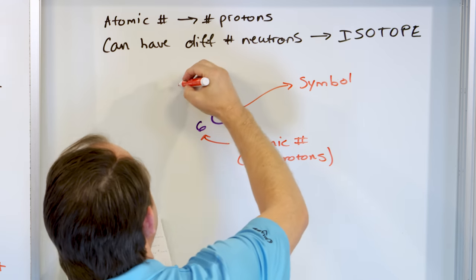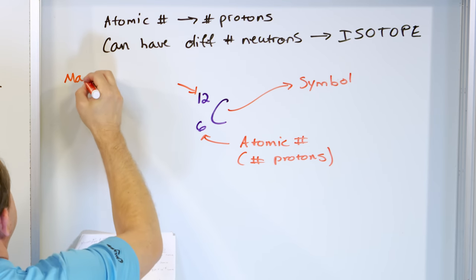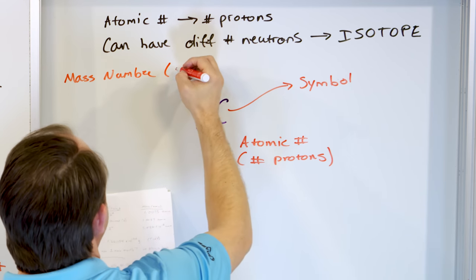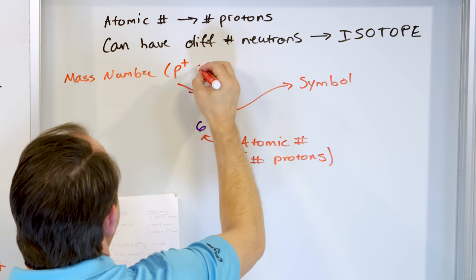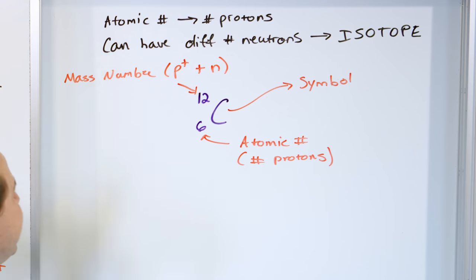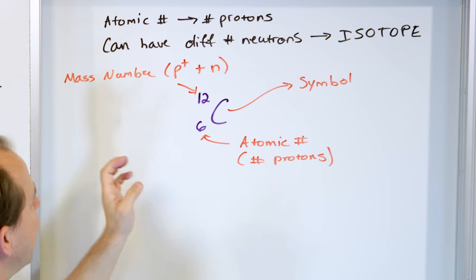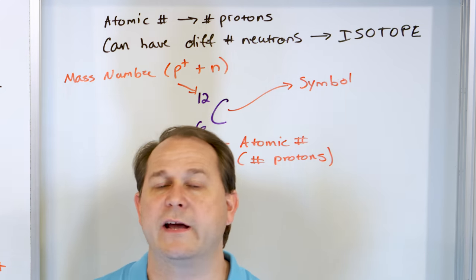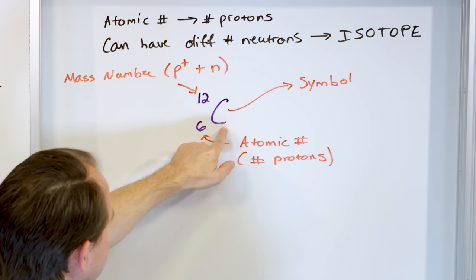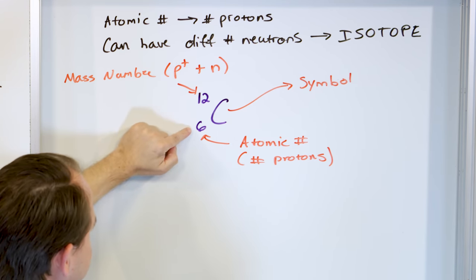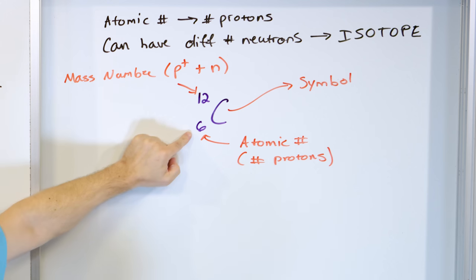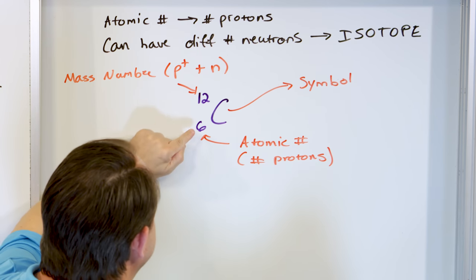Then we put another number on top, and this is called the mass number. And the mass number is the protons plus the neutrons. Right? That's why I say the protons plus the neutrons. So you see this kind of thing written around in textbooks, and also in scientific literature. Anytime you're talking about an atom, especially an isotope, you have the symbol that tells you what element you're talking about. This is the atomic number, which is 6. And when you look on the periodic table, you'll see carbon has an atomic number of 6. So all atoms of carbon have 6 protons.